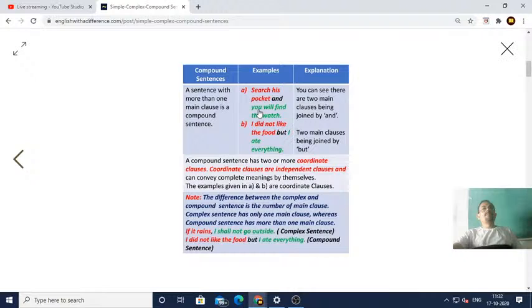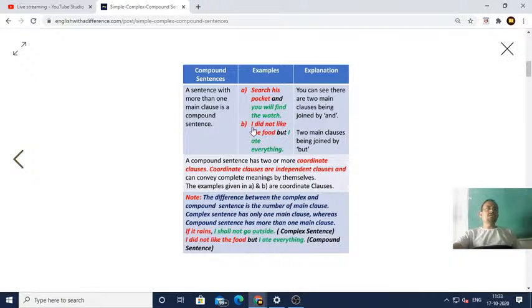Therefore, they are called compound sentences. Okay, you can see there are two main clauses being joined by "and." A sentence with more than one main clause is a compound sentence. So here it is number one, this is number two. So if you have two independent sentences which express complete meaning being connected by and, but, so, therefore, etc., then they are called compound sentence.